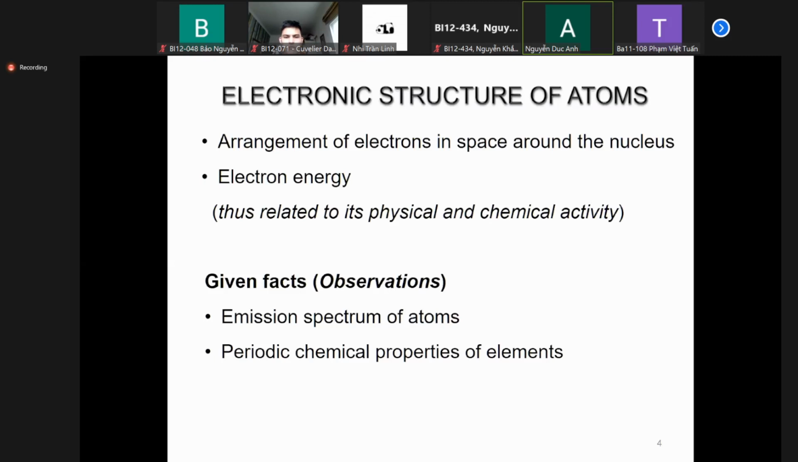The observations that come from the electronic structure of atoms are the emission spectra of atoms, which I will explain later, and the periodic chemical properties of elements too. A metal will have a different number of electrons compared to a non-metal, sodium and chlorine for example. One stays on the left side of the periodic table, the other on the right side, because they have a different arrangement of electrons in space around the nucleus, and also different electron energy.